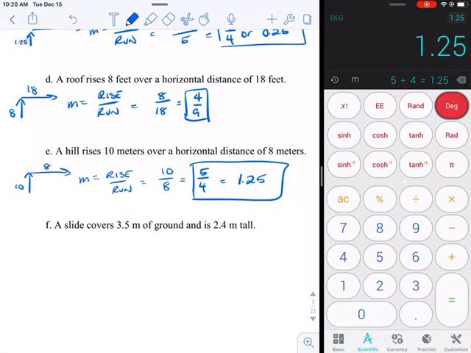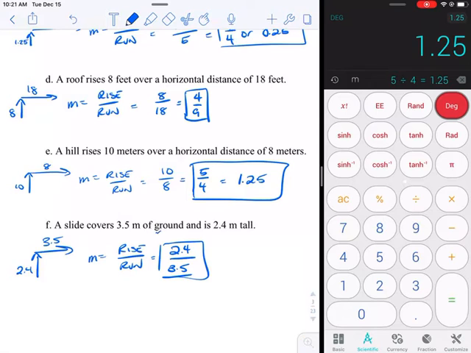A slide covers 3.5 meters of ground and is 2.4 meters tall. So our rise is 2.4 and our run is 3.5. So rise over run, that's 2.4 over 3.5. Now notice it doesn't say rise over run, but you can assume that the ground is going to be run because that goes horizontal. And if it says tall, that means rise. So sometimes it won't exactly say rise and run, but it'll tell you the height or the horizontal distance.